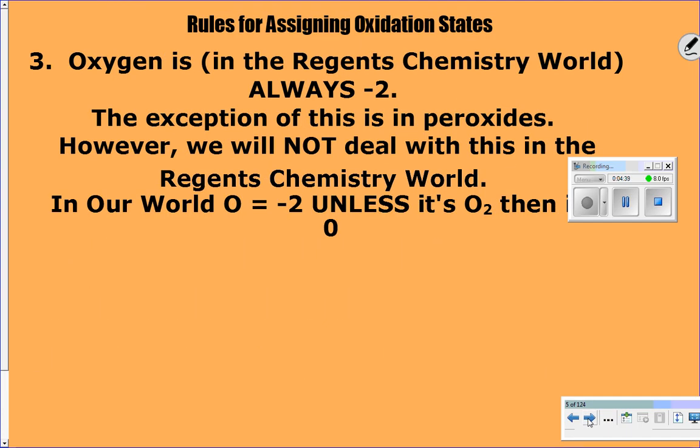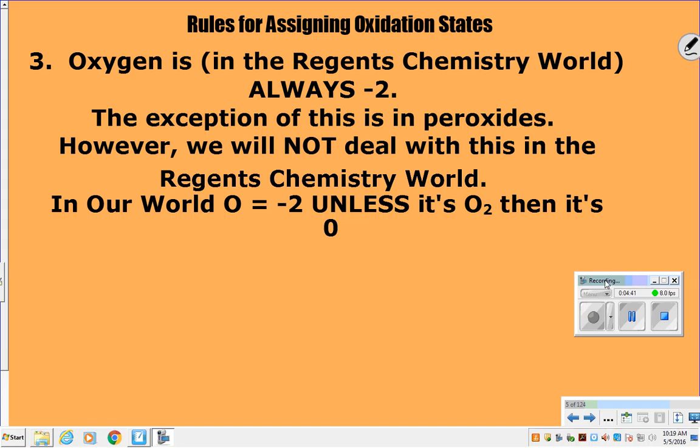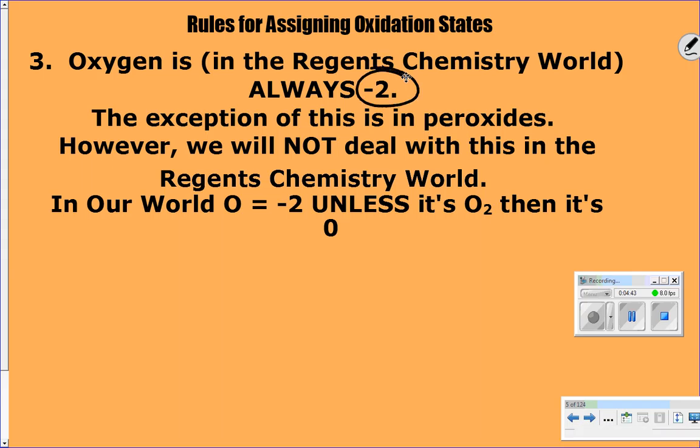For our Regents chemistry world, oxygen is always going to have a charge of -2, unless it's in the form of O2, and it will have a charge of 0. There are times when this is not true in things like peroxides. We don't really deal with them in this particular unit. If you go on to college chemistry, that is something that you will have to deal with. But for our purposes, oxygen will be either 0 if it's neutral O2, or -2 if it's in a compound.